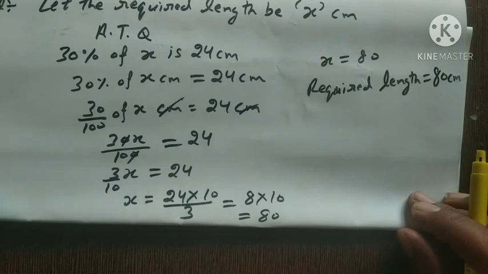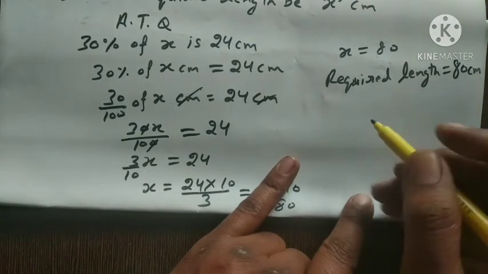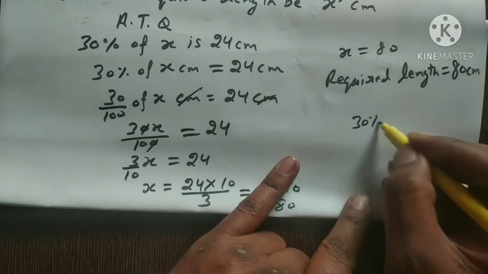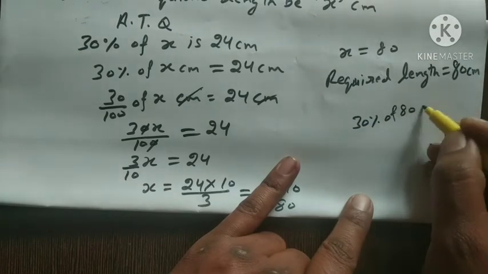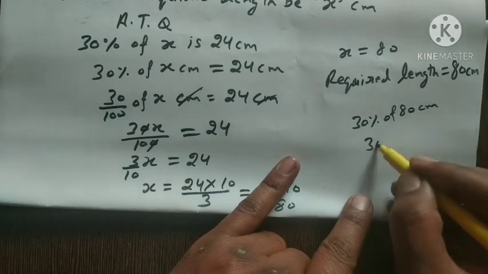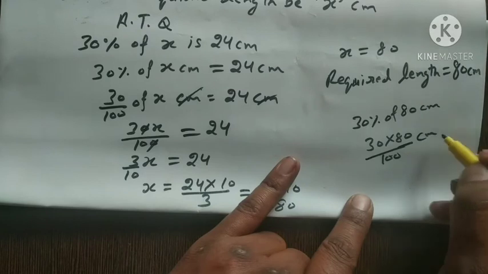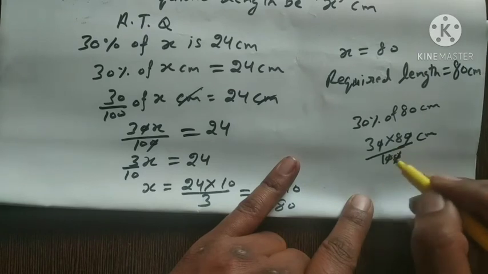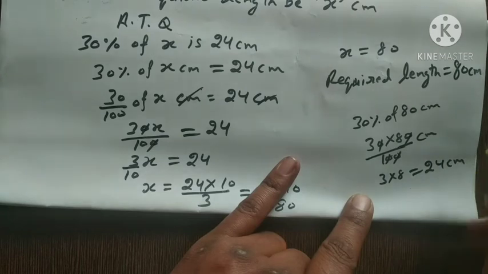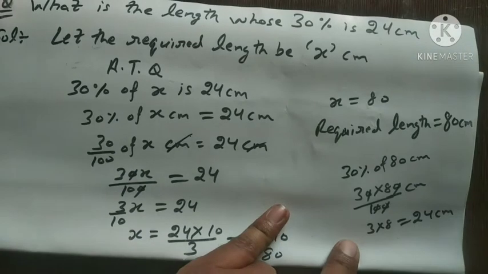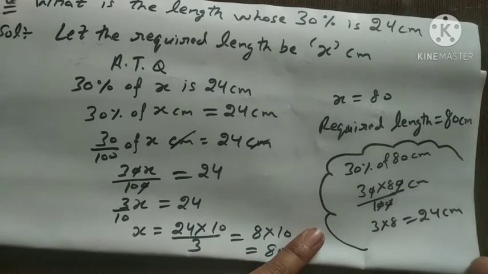Dear student, you can verify this also. For the verification part, you can find the 30% of 80. Now you see 30% of 80 centimeter is equal to 30 multiply 80 over 100 centimeter. Now 0 cancel. So 3 multiply 8, that is 24 centimeter. So we have verified that our answer is right.